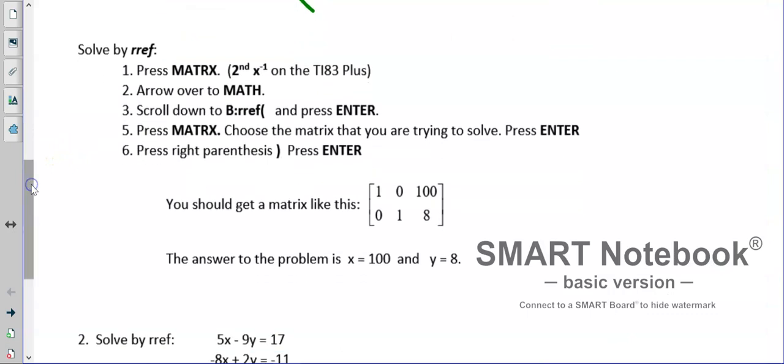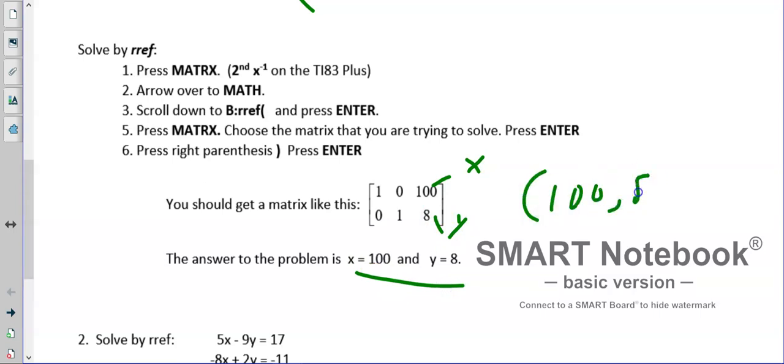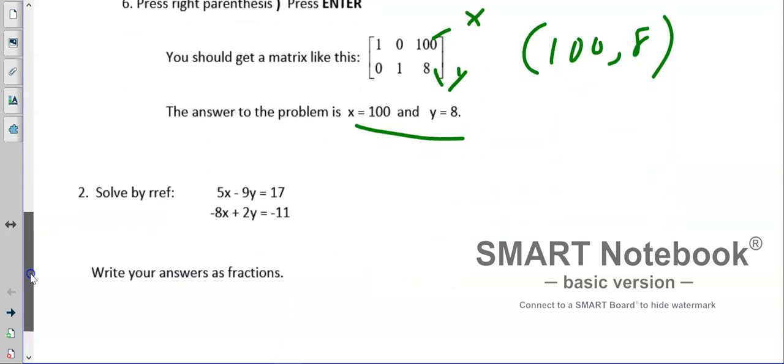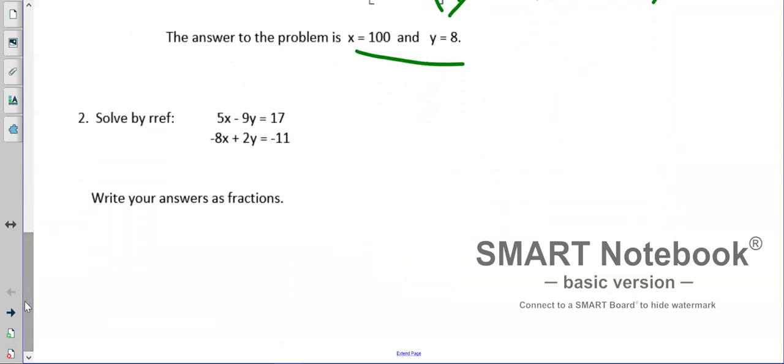And what that means is this number here is my x, that number here is my y. We could write it as a point, like so. All right? Number 2, we're going to do it step by step. So first off, write the augmented matrix. So 5, negative 9, 17. Negative 8, 2, negative 11.